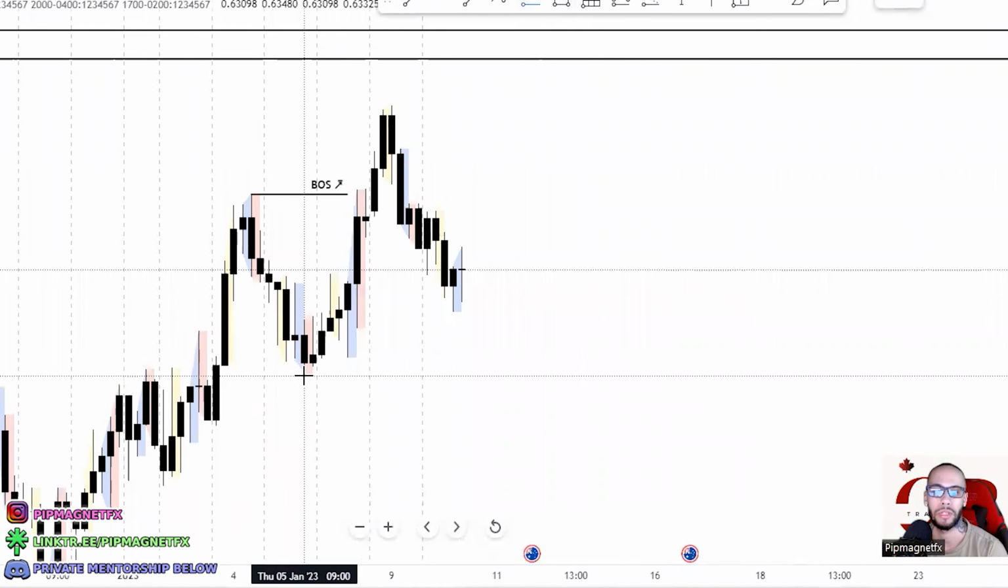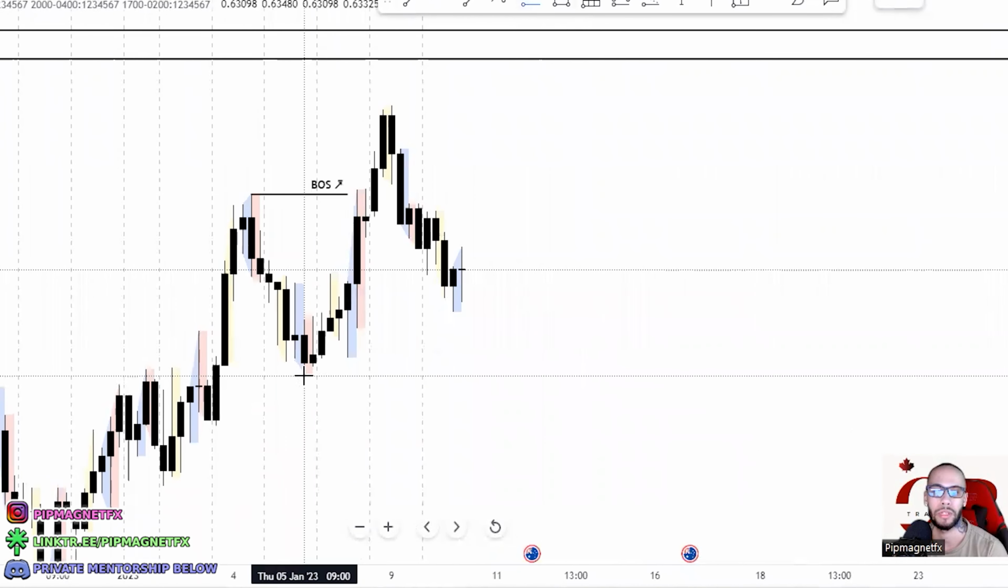So we dropped down during New York, I think it was, on the 1 hour, I believe, yeah. And we see that price created a bullish structural leg leaving behind a 1 hour order block for us to take a trade from. Boom. Okay.